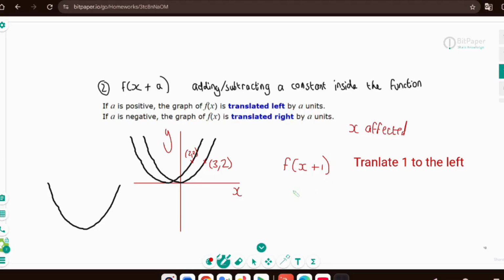Have a look at another one. Let's say we've got f of x minus 3. So from our original graph here, f of x, we go 3 to the right. So this coordinate point, we add 3 to the 3, we'd have 6, 2.